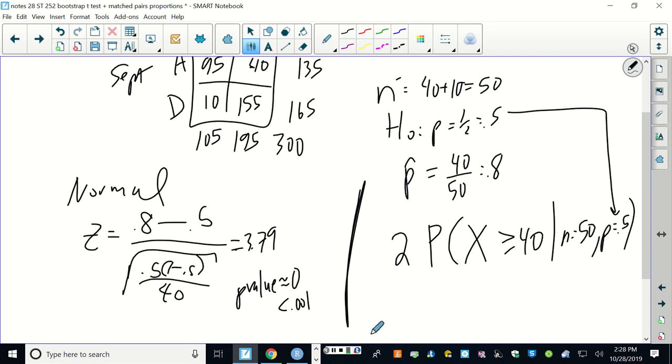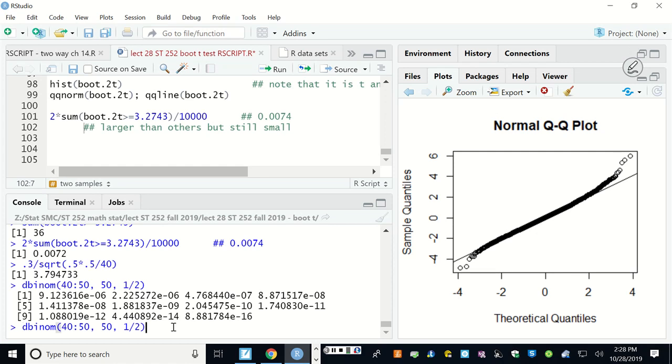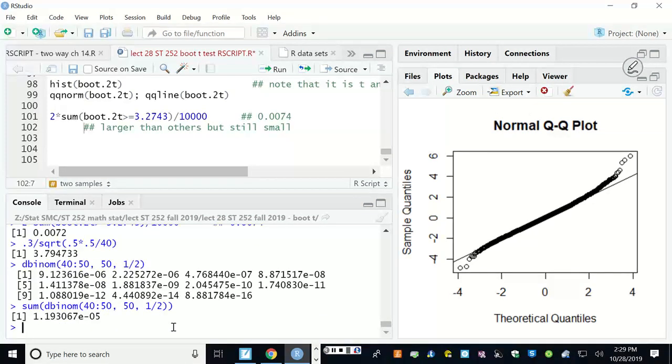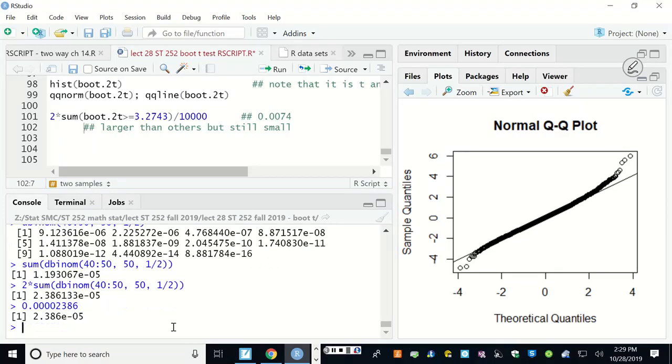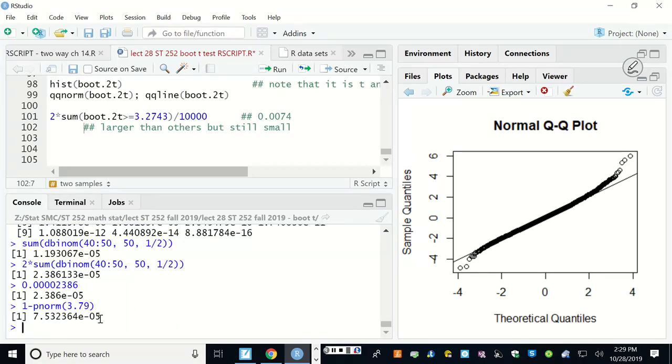So there's this density, and those are the individual probabilities. If we add those up, we get a small number, and multiply that by 2, it's still a small number. So this number means 0.1, 2, 3, 4, and then 2, 3, 8, and 6. So it's quite small. The p-norm 3.79 number is also a small number. And so that means that there's a significant difference between those.